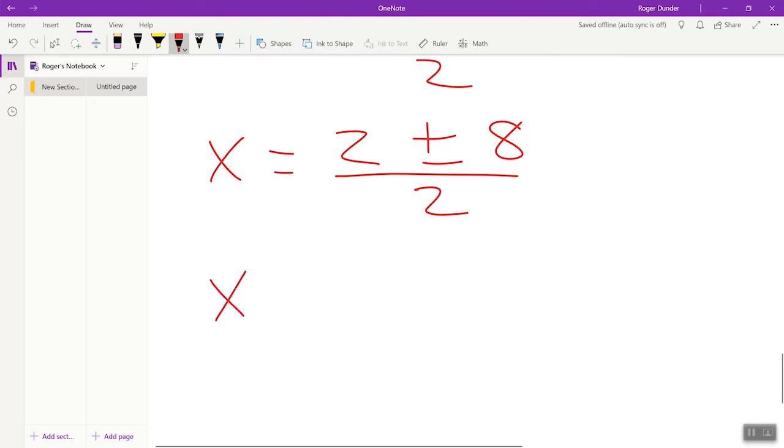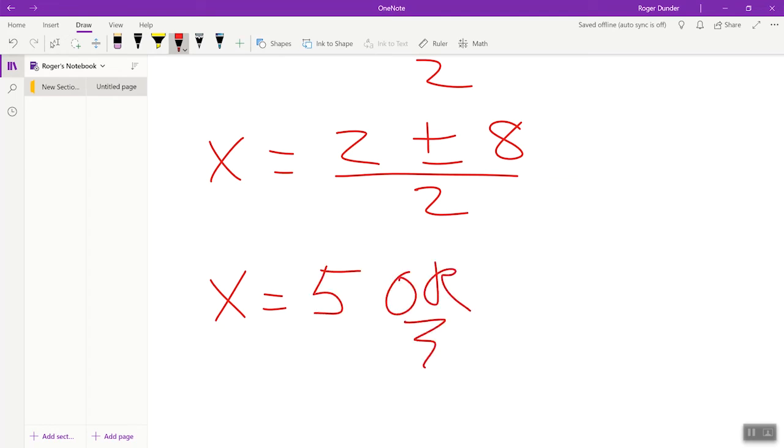First root is x is equal to 2 plus 8 is 10 divided by 2. Okay, so 2 plus 8, 10, divided by 2 is 5, or x equals 2 minus 8, which is negative 6. Negative 6 divided by 2 is negative 3. Okay, 5 or negative 3.